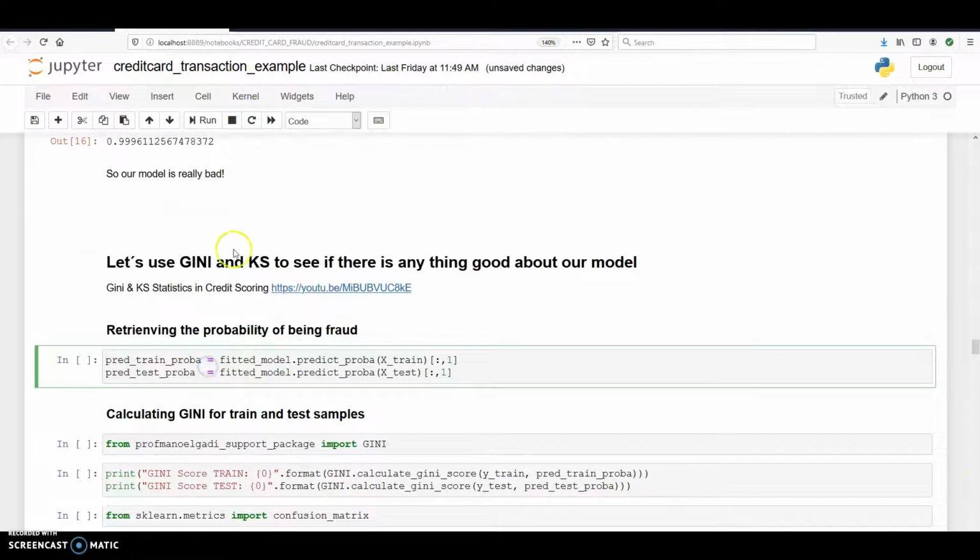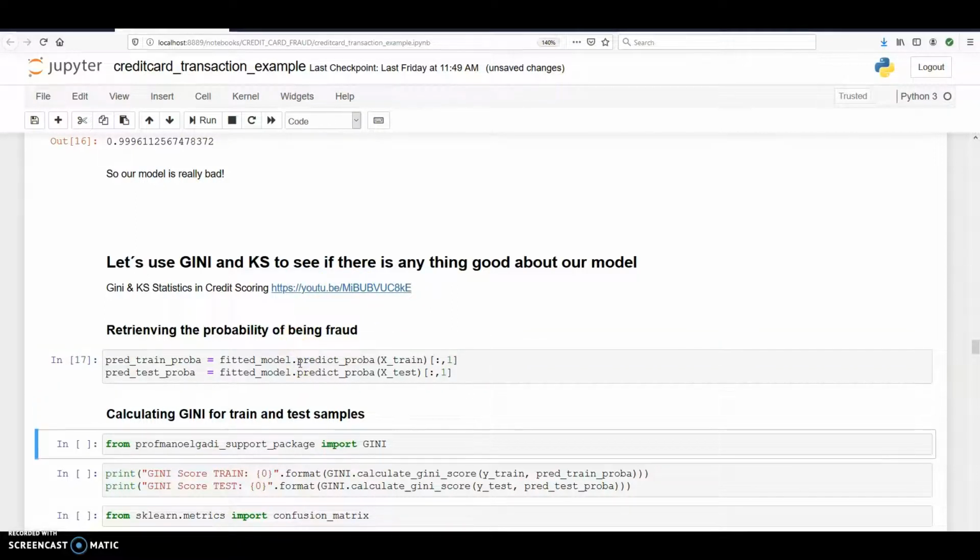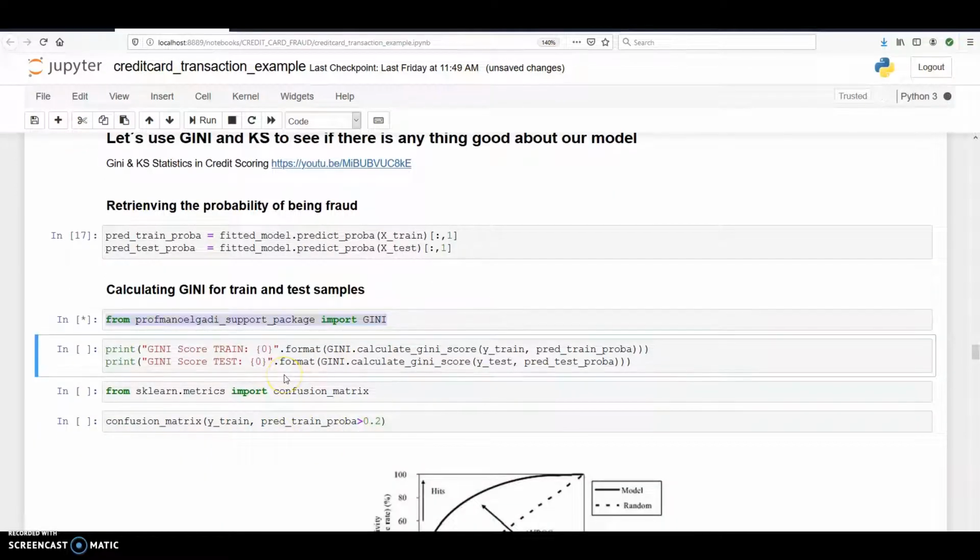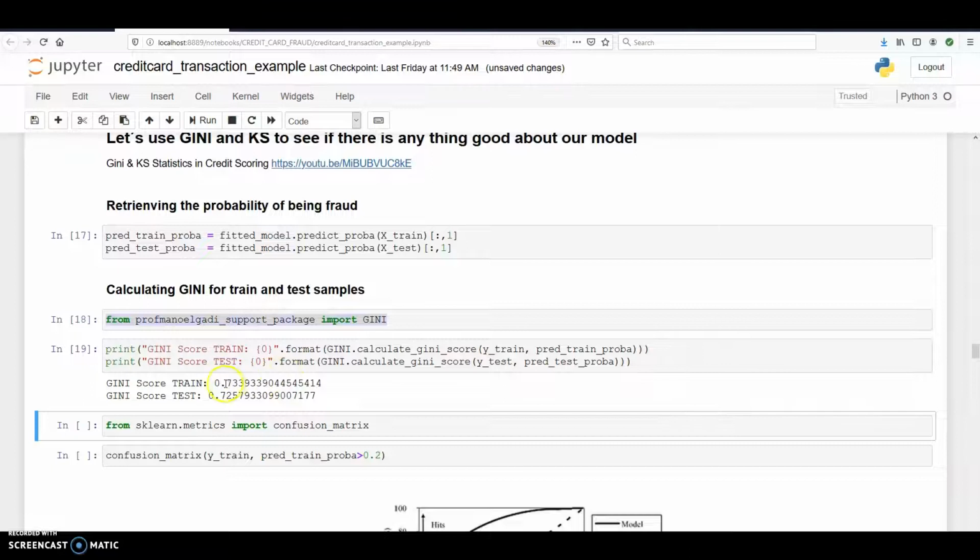We need to do something else. So what we're going to use instead are metrics that do not depend on the balance of the data. Gini and KS are good ones for that. You can see the video about what Gini and KS are in here, okay? But in any case, I'm going to use my support package here and calculate the Gini on this data set. So the Gini is 0.73 in the train and 0.72 in the test.